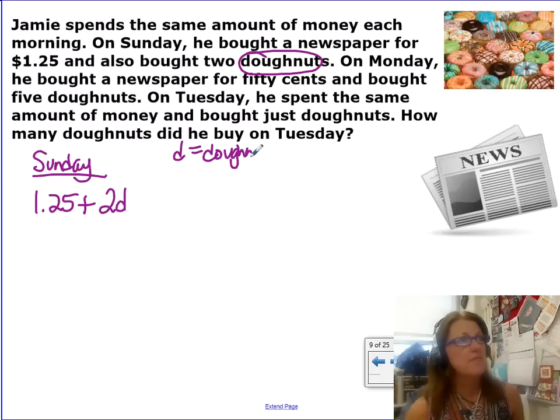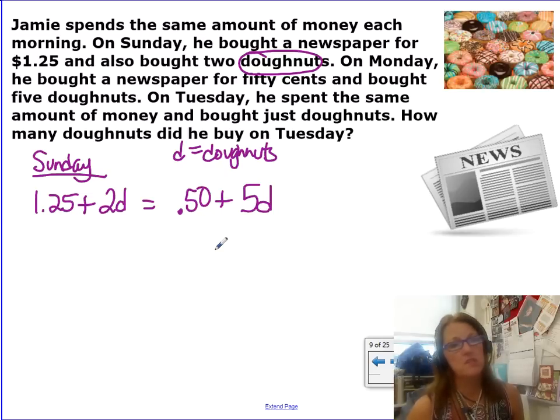Now we get to Monday. On Monday, he bought a newspaper, and the Monday newspaper is cheaper. You know, the Sunday one has all the ads and all that stuff in there. 50 cents, plus he bought 5 donuts. Seems to me Jamie's kind of a pig. Here we go, 5 donuts.